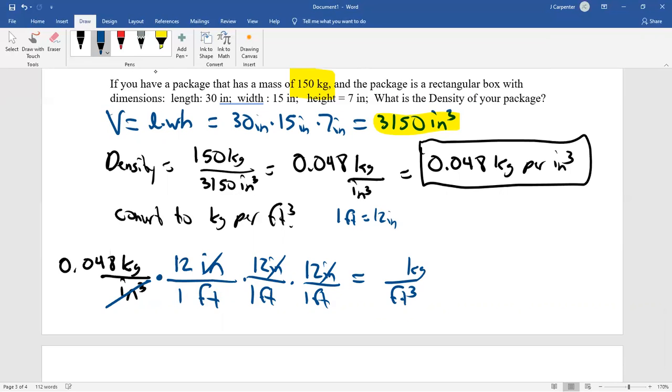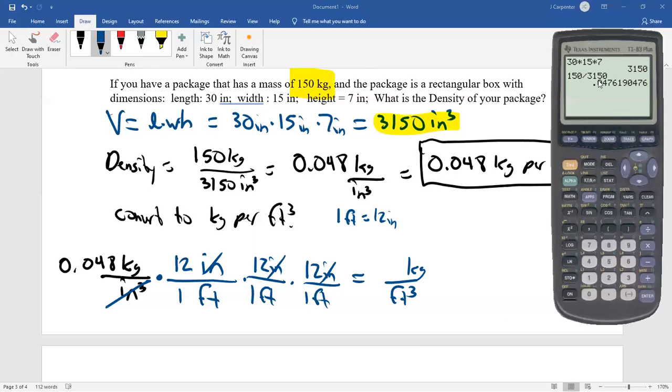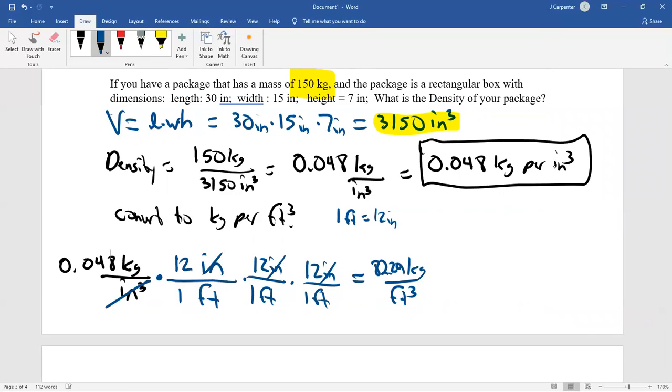And we just have to know, what is 0.048 times 12 times 12 times 12. In fact, I'm not even going to use the 0.048. I'm going to use the number before I rounded it. So I'm going to take the exact answer my calculator has here and just multiply it by 12, and then by 12 again, and by 12 again. And rounding to 2 decimal places, it would be 82.29. So 82.29 kilograms per cubic foot.